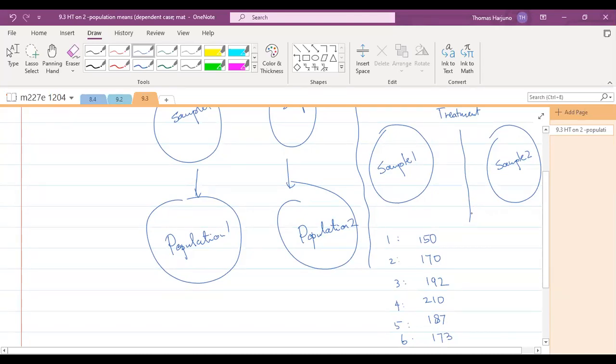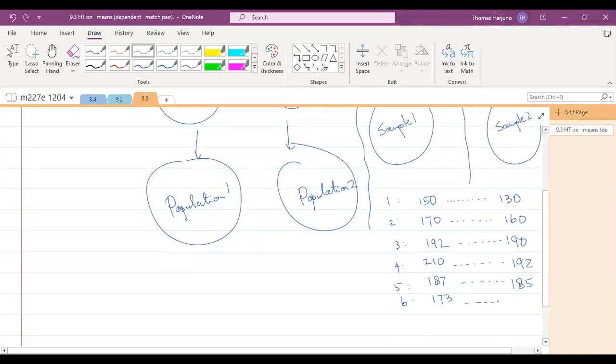After treatment, you can trace it. You can trace it. The first person from 150 becomes 130. 170 becomes, let's say, 160. 192 becomes 190. And 210 becomes 192. 187 becomes 185. And 173 becomes, let's say, 161.